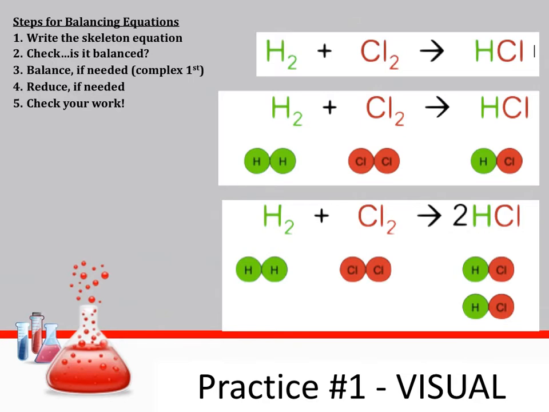So checking to see if they're balanced, we want to make sure that since we have 2 greens on the left, we want 2 greens on the right, and we don't have that, so it is not balanced. So then we have to ask ourselves what we can do in order to balance it. And we can add a coefficient to that and get a second molecule, or a second compound, of hydrogen monochloride, and then it's balanced. So that's just real quick. I'm going to move on to the actual work.